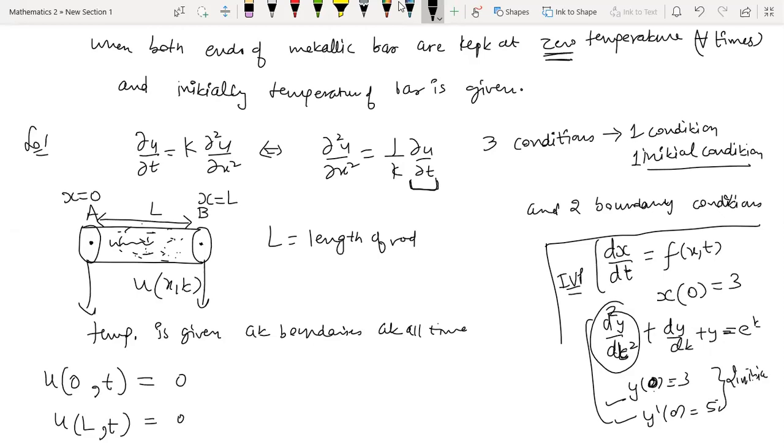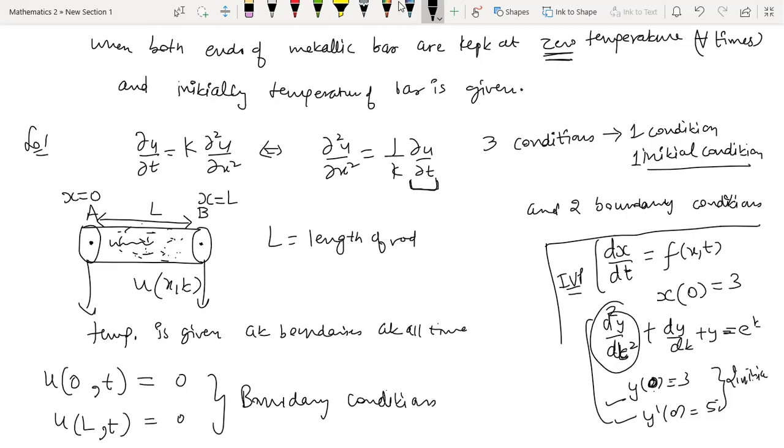That is why we first want to consider the simplest case, and this is the simplest case, when both ends are maintained at zero temperature for all times. So this is about the boundary conditions. These two are known as the boundary conditions.